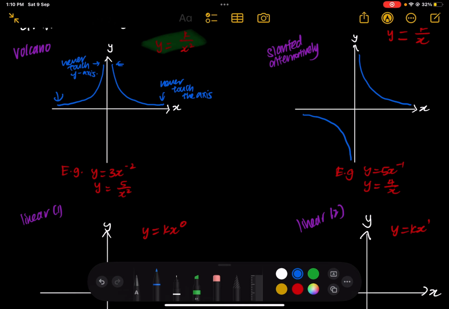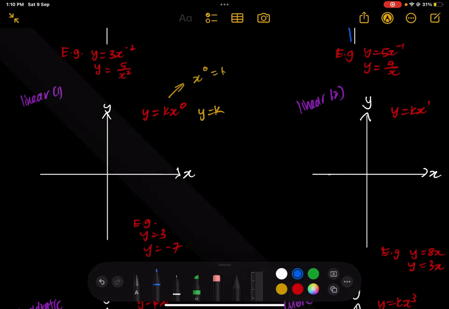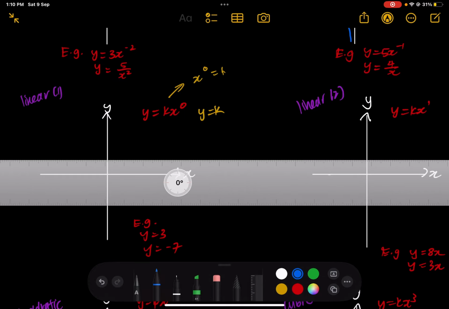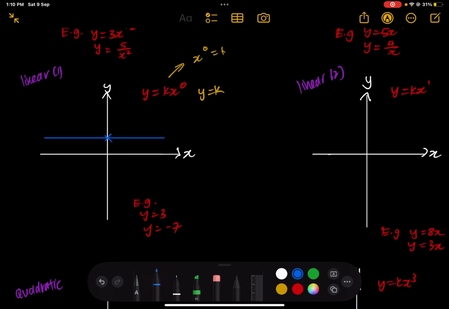The next one, y equals to kx power 0. Remember your indices, where anything the power 0 is always 1. Hence, this is the y equals to k graph. With y equals to k, how do you draw it? It's like that. Just one straight line. And it's cutting here. So this is actually k.